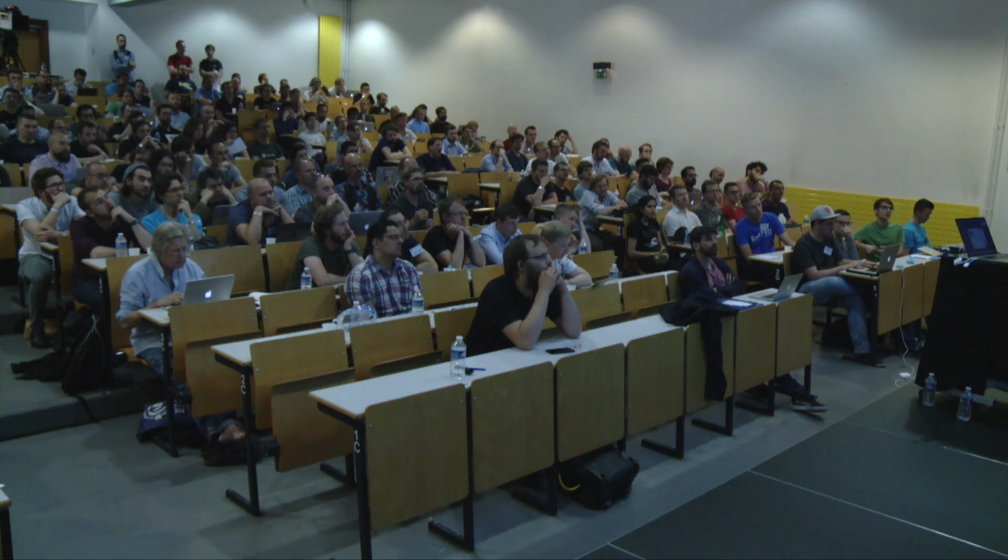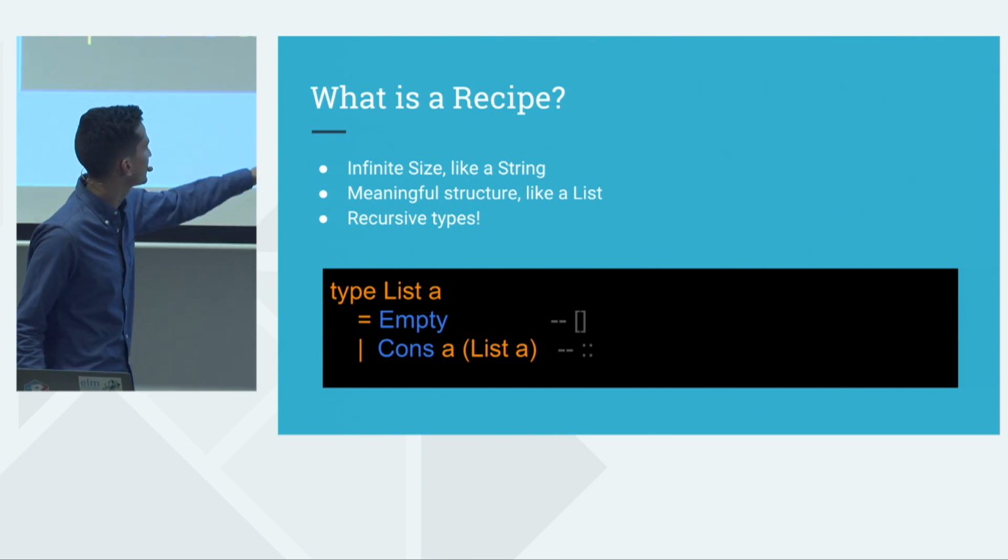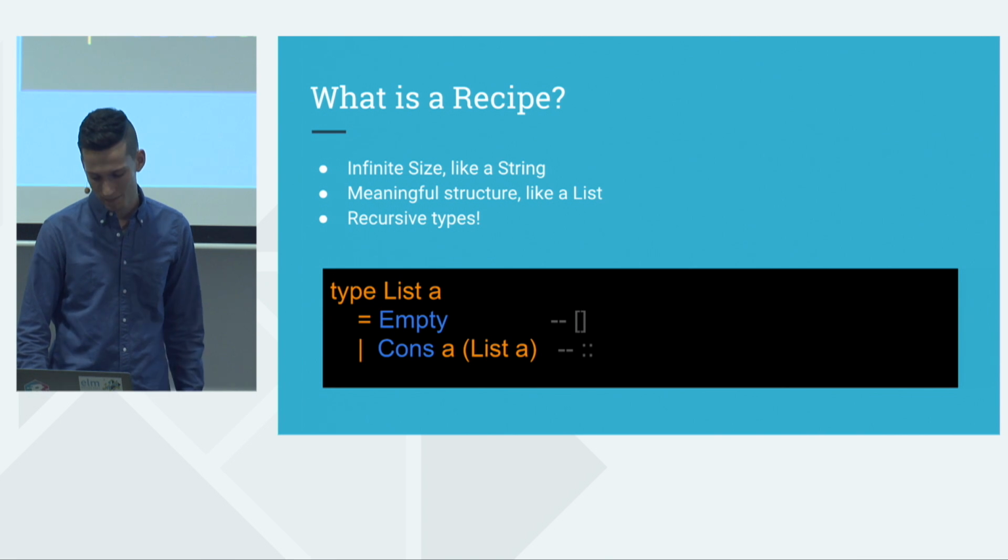Here's the type signature for list, for those of you who aren't familiar with it. Type List a equals Empty or Cons a (List a). This is how it's implemented in Haskell as far as I know. I don't know about Elm. But you can see how it's a recursive type because it references itself there. So I needed something similar for my recipe.